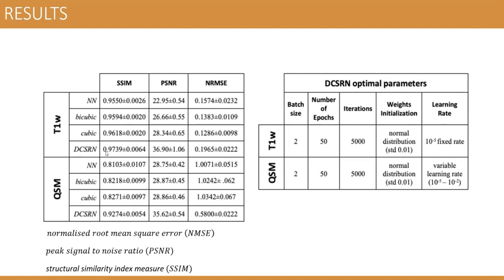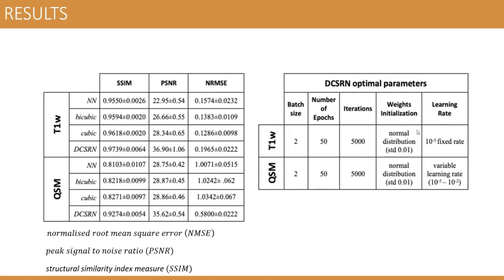And as you can see, the DCSRN model is actually doing a better job compared to the other common interpolation methods like neural networks bicubic, nearest neighbors bicubic and cubic. And also we achieved, after months again, better results than those published in the Chen paper, because they had the similarity index around 0.93. Then for the QSM maps, also the results were much better compared to other common techniques, although they are not as good as the T1 weighted, but still pretty good.